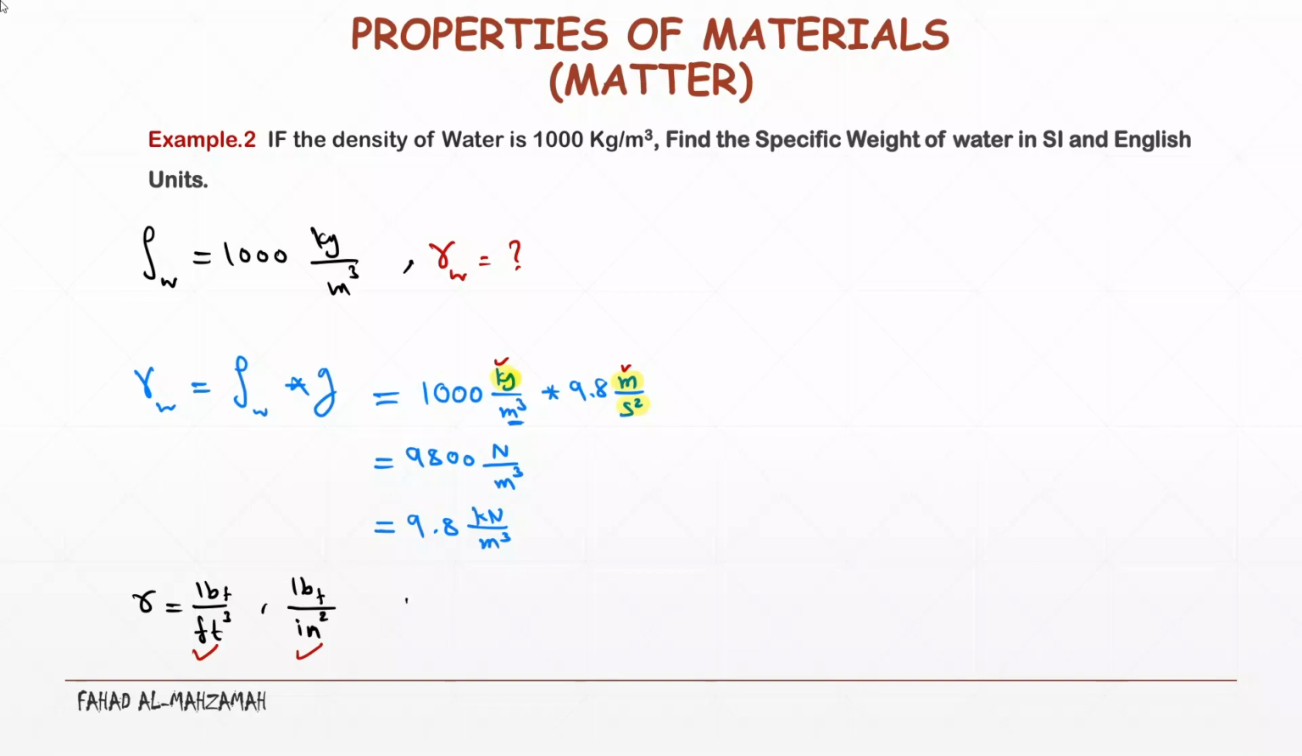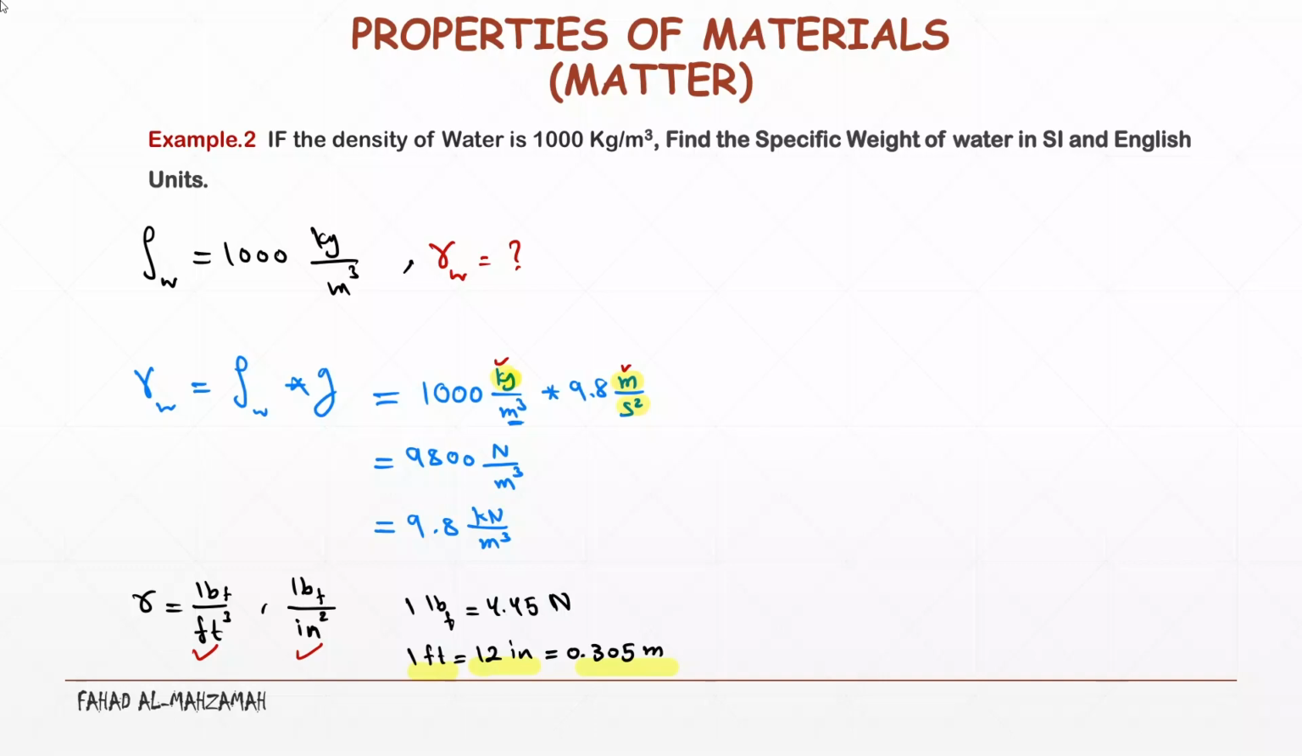If you know that one pound force is equal to 4.45 Newton, okay? And if you know that 1 foot is equal to 12 inch is equal to 0.305 meter, so how do you find the square and cube of this relation?